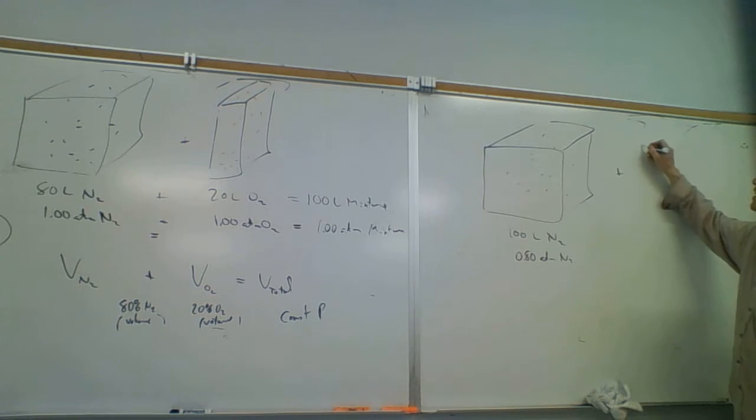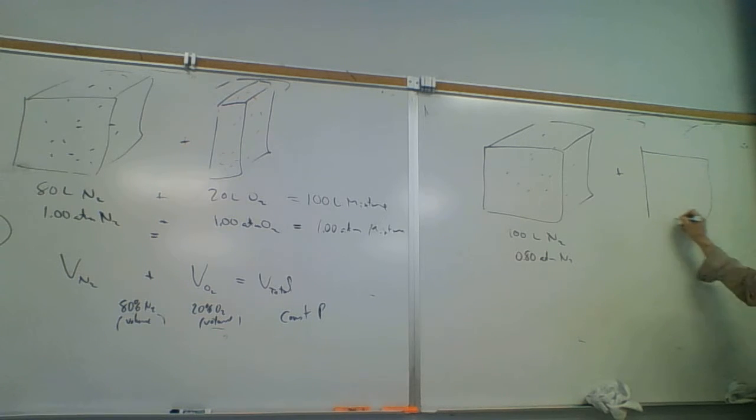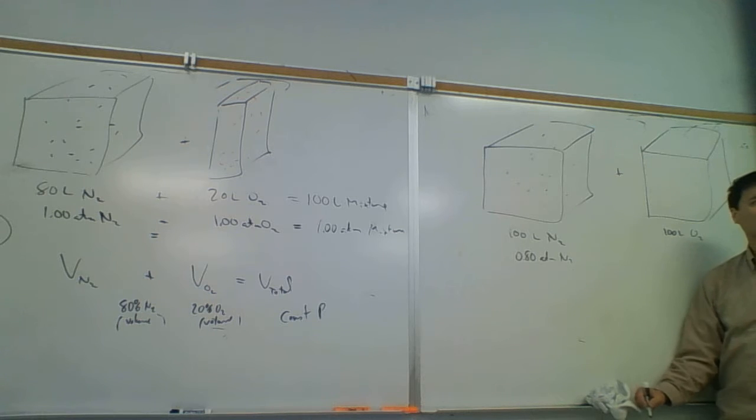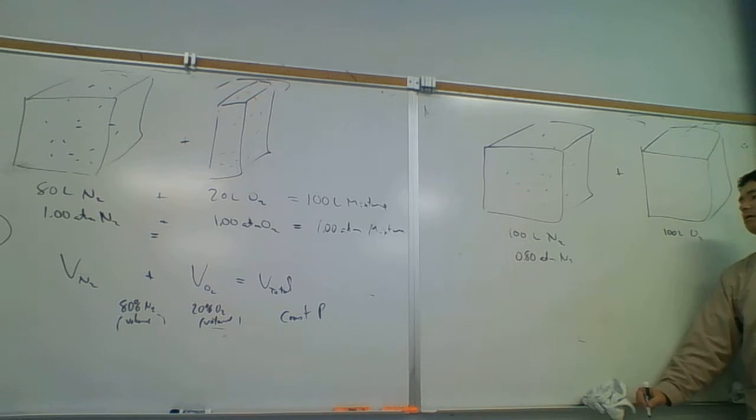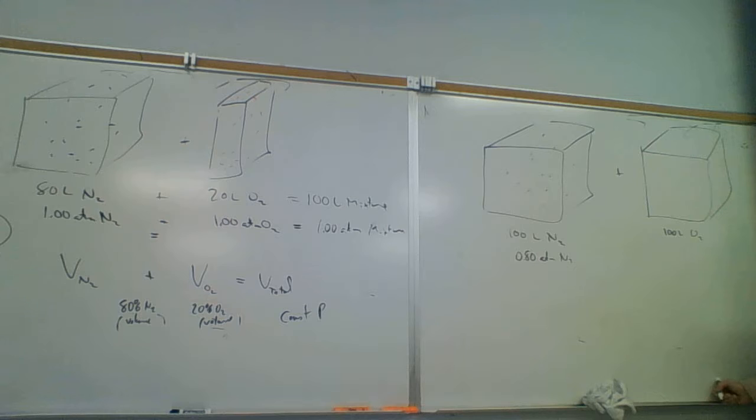Plus, I'm going to make another 100-liter box. And in this 100-liter box, we're just going to put the oxygen. So I'm going to have 100 liters of oxygen. If I have 100 liters of oxygen, what must the pressure be? Well, I'm putting all those oxygens, and all I'm doing is getting rid of all the nitrogen. So I've just lost 80% of my collisions. That means the pressure of the oxygen is going to be just 20% of the total, which is 0.20 atmospheres.